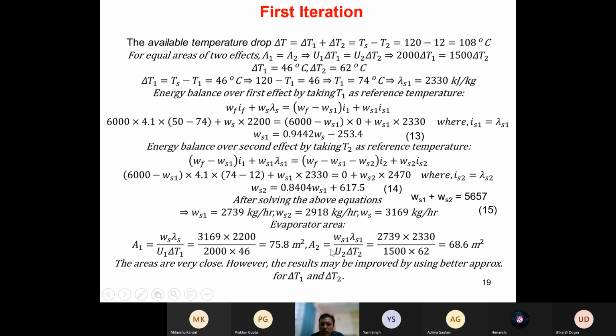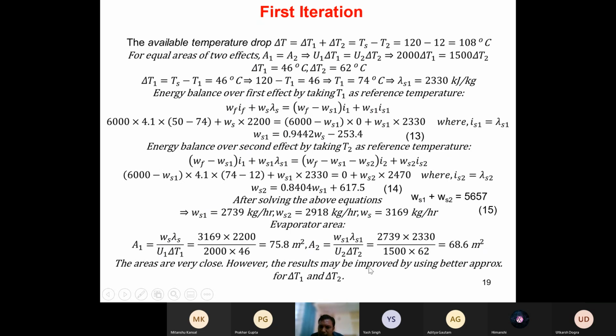Similarly, we can calculate area 2. So WS1 into lambda S1 divided by U2 delta T2 gives me the area equals 68.6 meters square. So clearly both these areas are significantly different, because we started with the assumption that the rate of heat transfer is the same in both the effects. That's not true, isn't it? That assumption we started with because we needed some starting point.